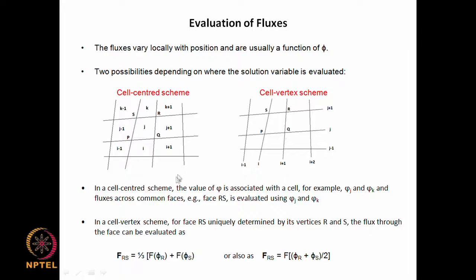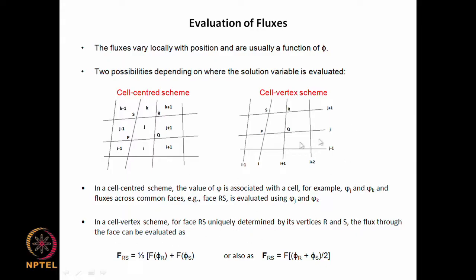Okay. So, in a cell centered scheme, the value of phi is associated with a cell, for example phi j and phi k here, and fluxes across common faces, for example RS is a common face for cell j and cell k. So, the flux through this is evaluated using phi j and phi k, which are the cell values on the two adjacent sides of this face.